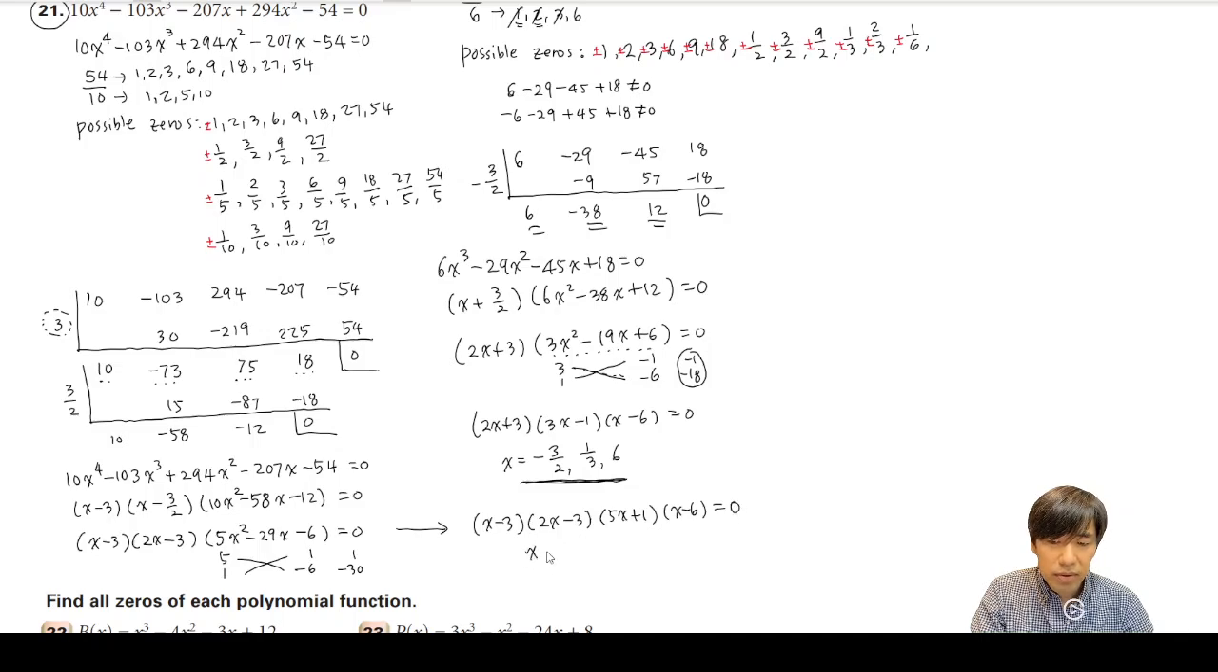So your final answer is x is 3, 3 over 2, then minus 1 over 5, and then 6. So these are the zeros of that quartic equation.